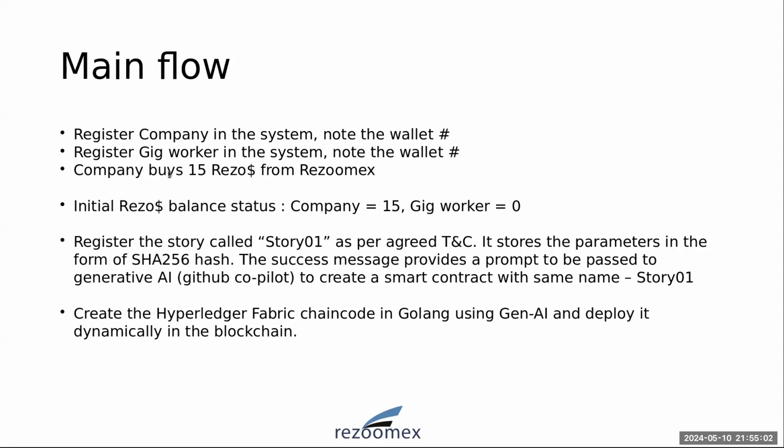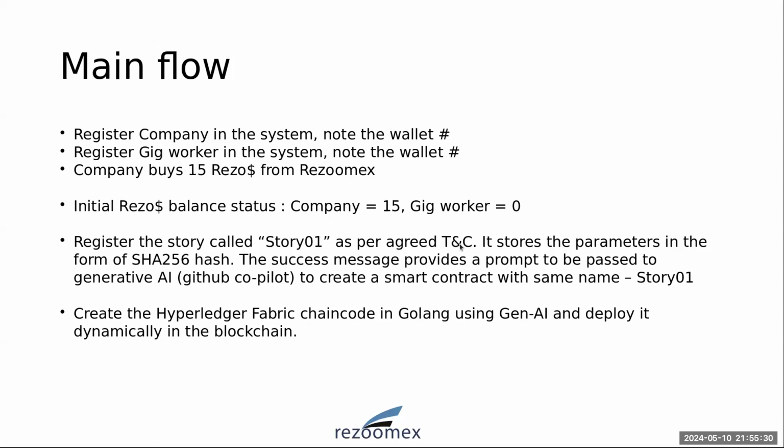Now, because the company is going to pay $10, let's say the company first buys $15 from Rezoomex, so that they load their wallet with that amount. The initial balance will be company 15 and gig worker 0. That is the starting position. Then we register this story called story 01 as per the terms and conditions on the previous slide. It will store these parameters.